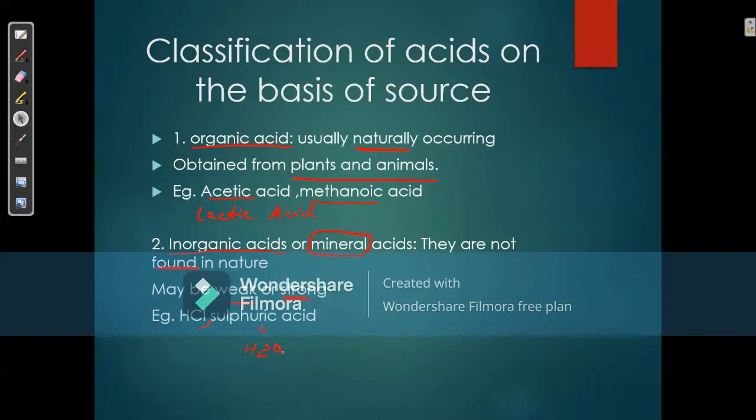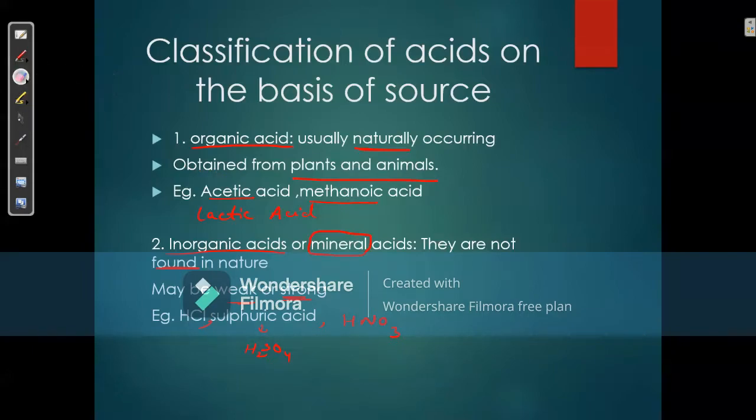The formula for sulfuric acid is H2SO4. Along with sulfuric acid, we may have nitric acid also, which is also a mineral acid. So these are inorganic acids, and mostly these inorganic acids, the mineral acids, are comparatively stronger as compared to organic acids.